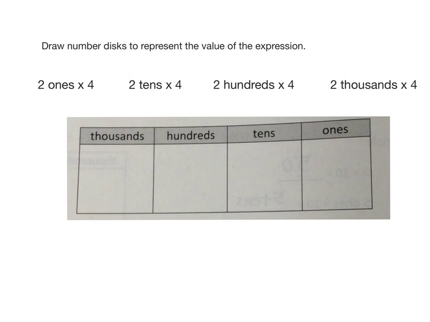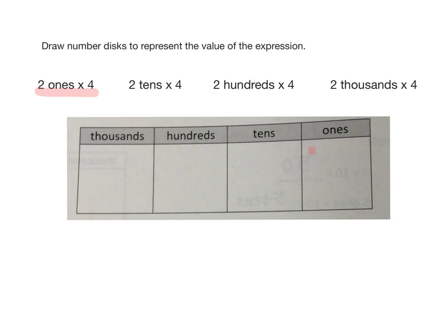Okay, we're going to be using number discs to represent the expression, okay? So the first expression we're going to represent is 2 ones times 4. So write 2 ones times 4 in the space next to your place value chart so that you know that's what you're representing. I'm going to be using colors, but you just use your pencil. So 2 ones times 4. Okay, how might we represent that using discs?